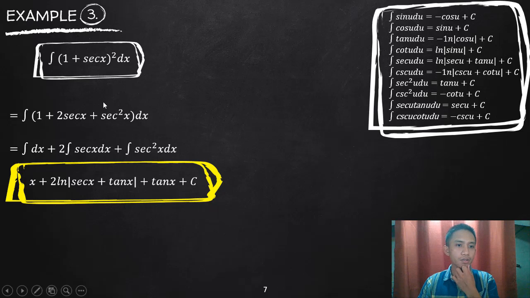that will be the result: 1 plus 2 secant x plus secant squared of x. Now, this is again just the distributive property of integration. We can now distribute the integral sign and the dx inside. So we have the integral of dx, which will become x, and then the integral of 2 secant x, you can bring the 2 outside since that is just a constant. It is not affected by the integral. So we will just worry about the integral of secant x dx.